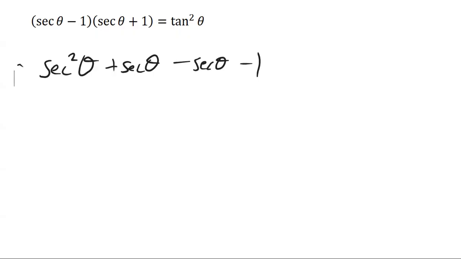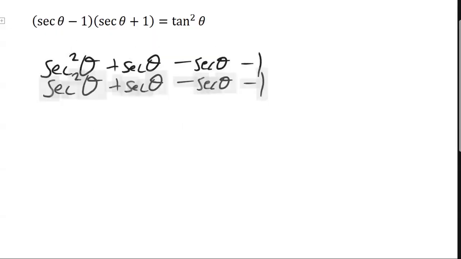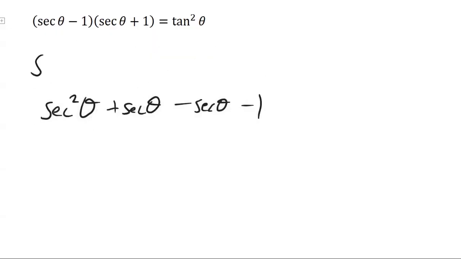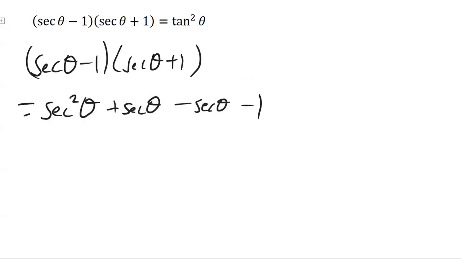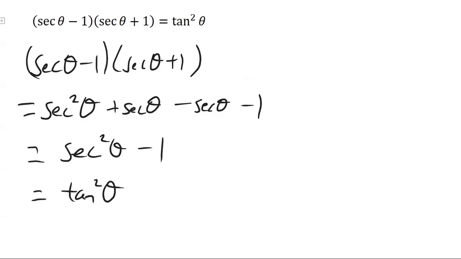Oh, okay, let me be precise. Let me rewrite the first line as well. By the way, that was the difference of two squares, so we could have just gotten rid of the two middle terms. So this is equal to secant squared theta minus 1. And by the Pythagorean identity, this is just tangent squared theta. There we go. Not too bad for this one.